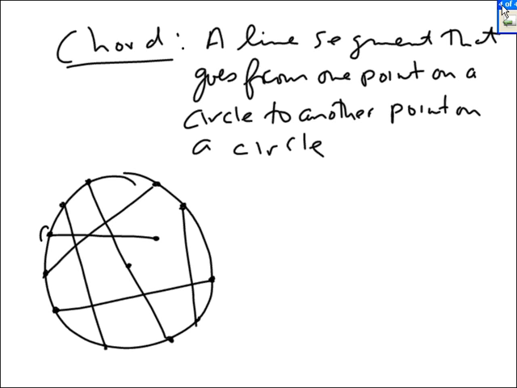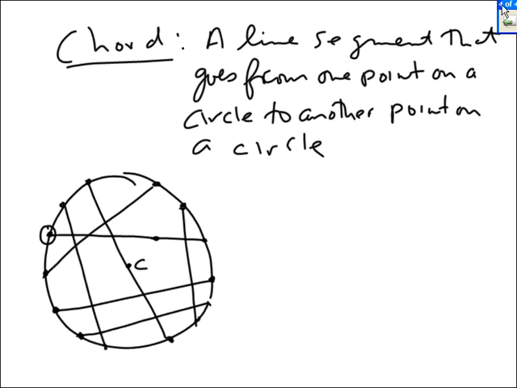This is not a chord, because it may have started from one point of a circle, but it didn't go to another. It stopped right dead in the middle. If it continued, it's a chord. It's starting from a point on a circle. It looks like a chord, but it is not a chord because it didn't end at another point of a circle. It was too long. Make it shorter, it is a chord.